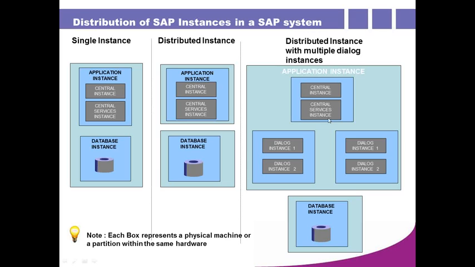But here, if you see the application layer, assume that this is my development box or quality box. It contains 6 instances as per this figure: 1, 2, 3, 4, 5, 6. Total 6 instances I have, but these 6 instances I installed on 3 separate servers. First server contains 2 instances, second server contains 2 instances, third server contains 2 instances.